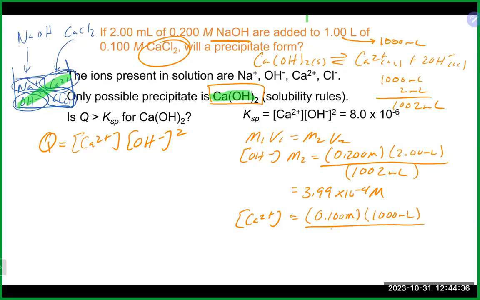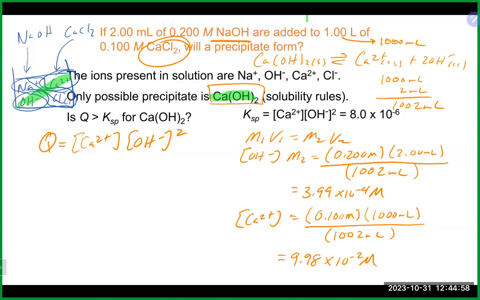And our total volume, once again, is 1,002 milliliters in this case. That's going to give us 0.1 times 1,000 divided by 1,002, which gives us 9.98 times 10 to the minus 2 molar. Any questions on those calculations there?